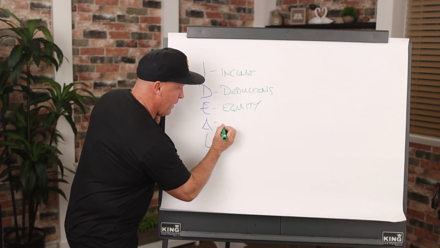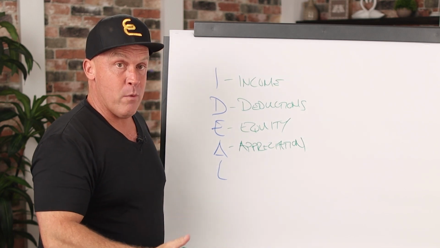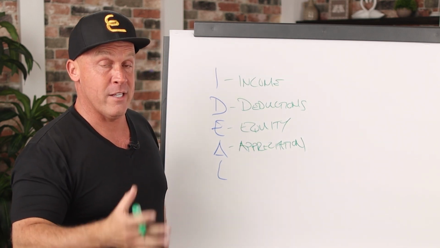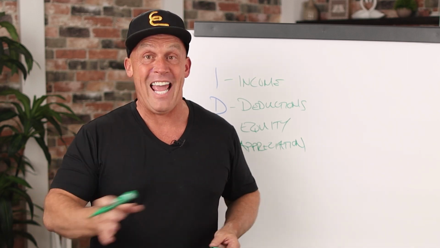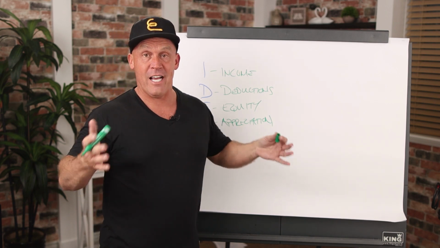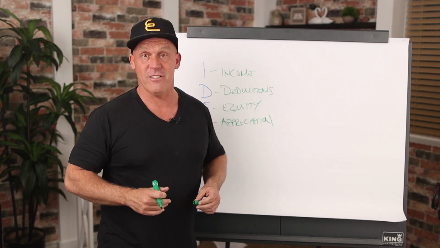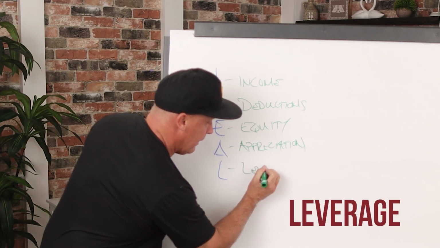For our next one, appreciation. Appreciation just happens. Real estate will be worth more in 10 years than it is right now. It's worth more now than it was 10 years ago. And I really don't see that stopping anytime soon. It's really a result of supply and demand and good old-fashioned economics and inflation. Now, what gives real estate its superpower is this L, leverage.